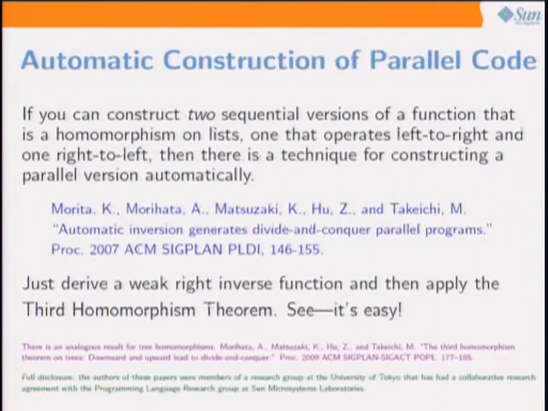I'm going to skip that. Another interesting result is a paper at the 2007 PLDI. If you could construct two sequential versions of a function that is a homomorphism on lists, one that goes left to right and one that goes right to left, there's an interesting crank you can turn to automatically produce a parallel version. And I recommend this paper to you. All you have to do is find the appropriate weak right inverse function, then apply the third homomorphism theorem. See, it's easy. No problem.